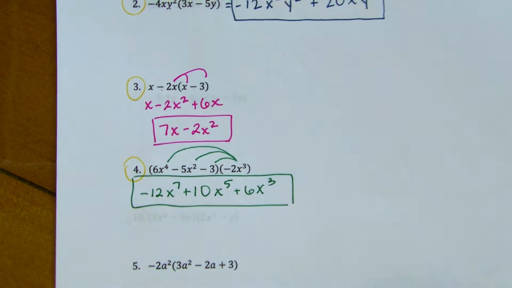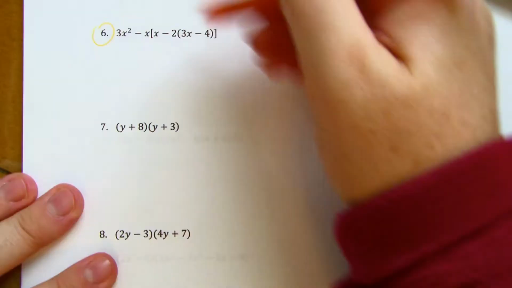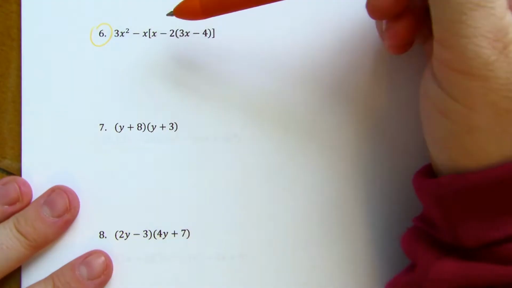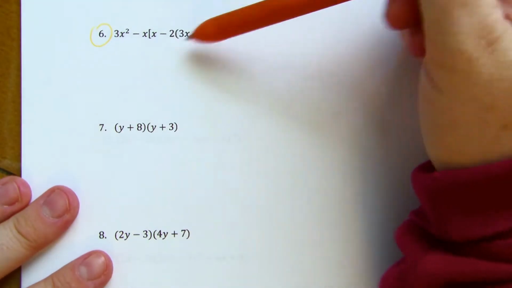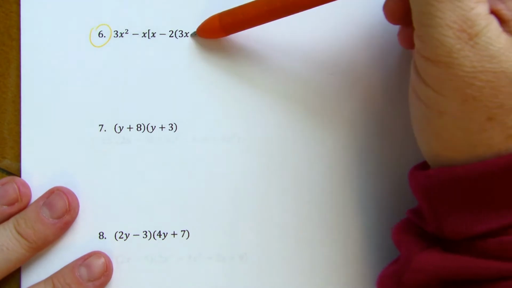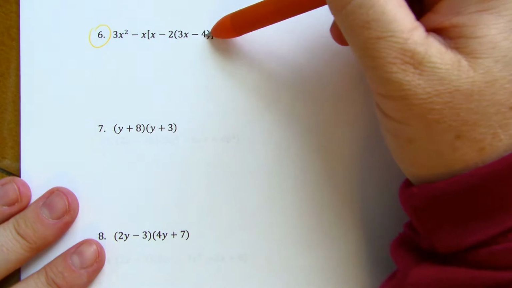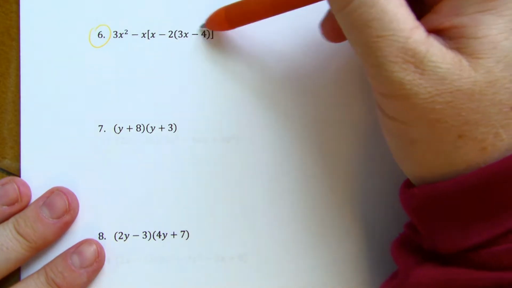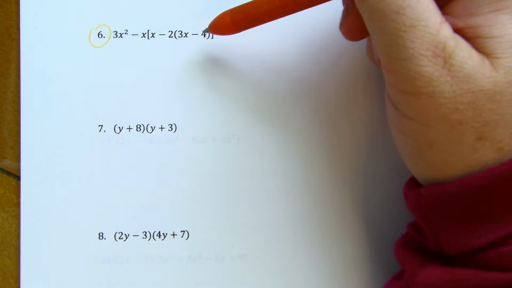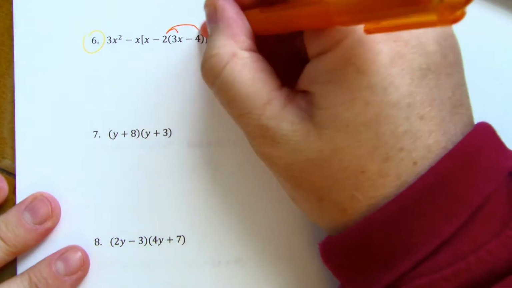I'm going to go ahead and move on to the next page, and we're going to look at some that will continue to get increasingly more involved. And here we have multiple sets of grouping symbols. We have brackets, and inside of that we have parentheses. So we want to start with the innermost part of this problem. Inside these parentheses, I have 3x minus 4. There's nothing inside the parentheses to simplify here, but I can distribute this to.